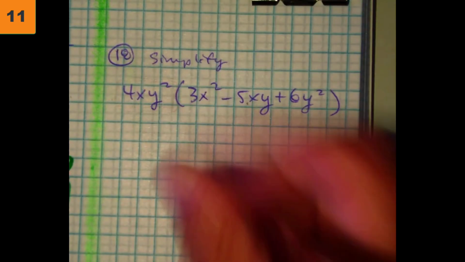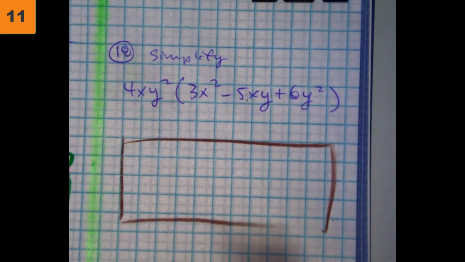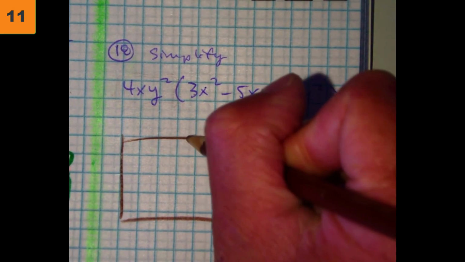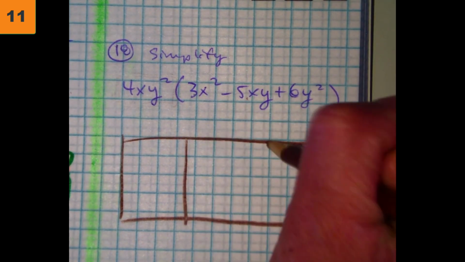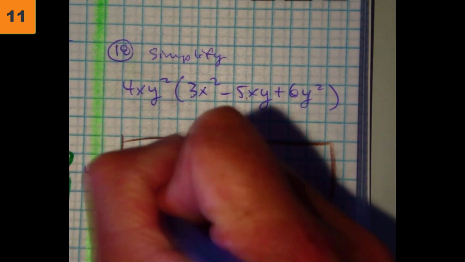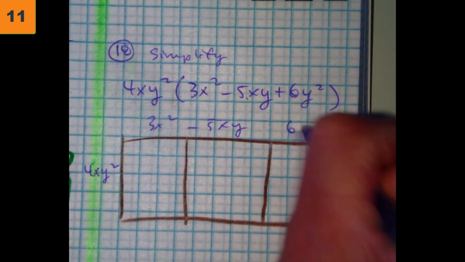So I'm going to do something excruciatingly painful. I'm going to do the box method. The reason I'm doing this box method and writing out all the little terms is to help you understand the next part when we factor. So I have 4xy squared times 3x squared minus 5xy plus 6y squared.